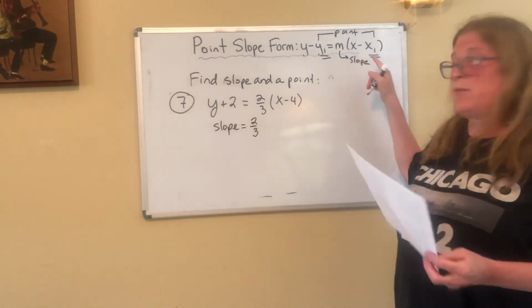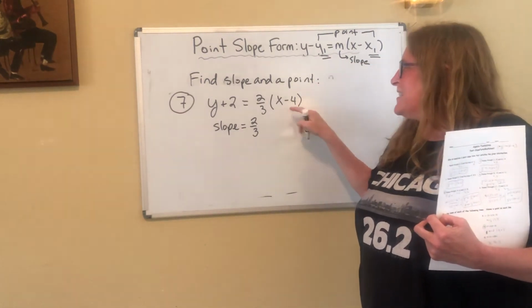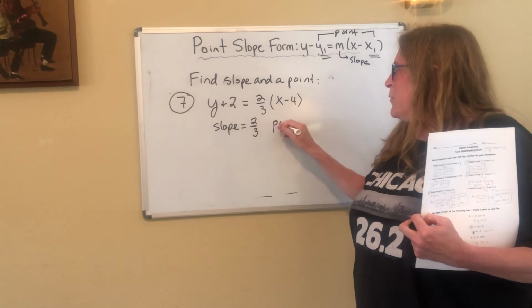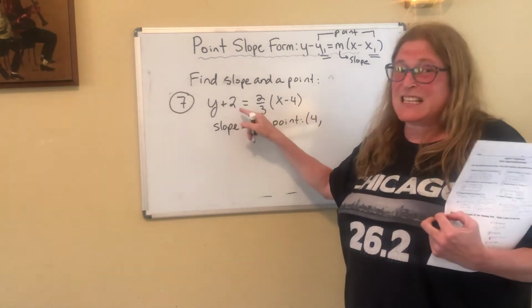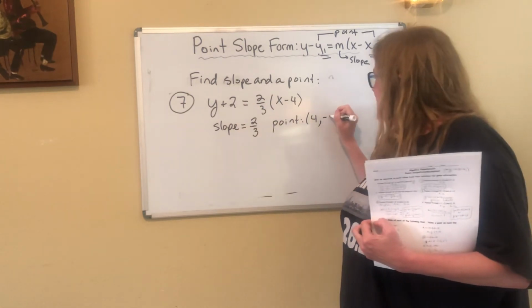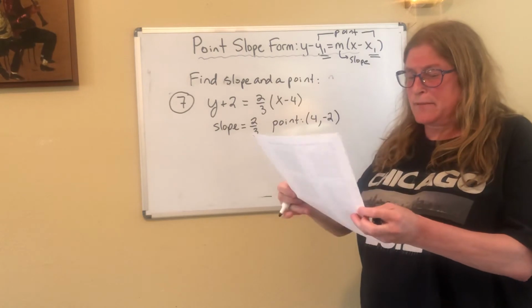And my point, remember we've actually done something very similar, x1 comma y1, well that says x minus 4, but we know that the point is going to be positive 4, and that says y plus 2, but it means that the y coordinate is negative 2. So it's a little bit confusing there.